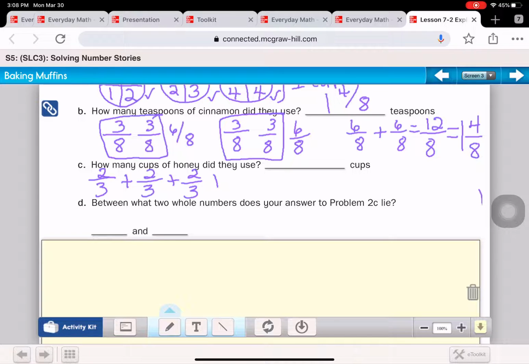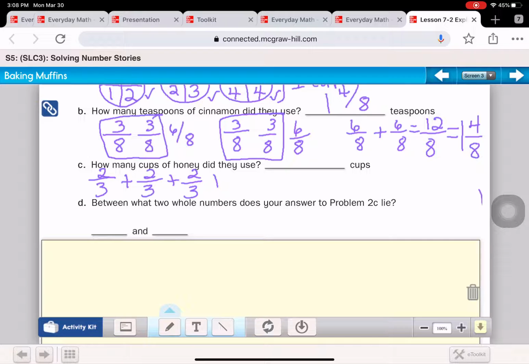So imagine that there's a 2/3 there, and I would add straight across my numerators. 2 plus 2 is 4, plus 2 more is 6, plus 2 more is 8. And my denominator, of course, would stay the same. So I would have 8/3. And that is a division problem. So I would divide 8 by 3. And I know that there are two groups of 3 in 8, which is 6. And that leaves me with 2 left over. So they would have used 2 2/3 cups of honey.